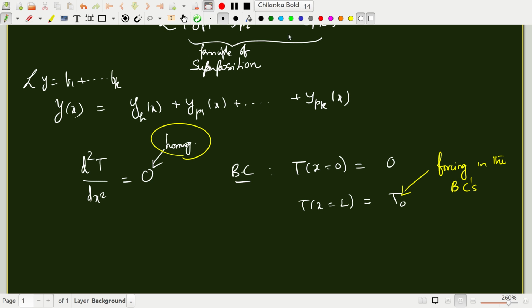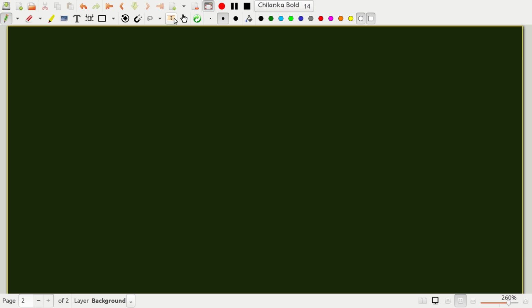Now let us take a slight detour, and I want to very briefly tell you how to solve ODEs, the solution of ODEs using the Laplace transform method.